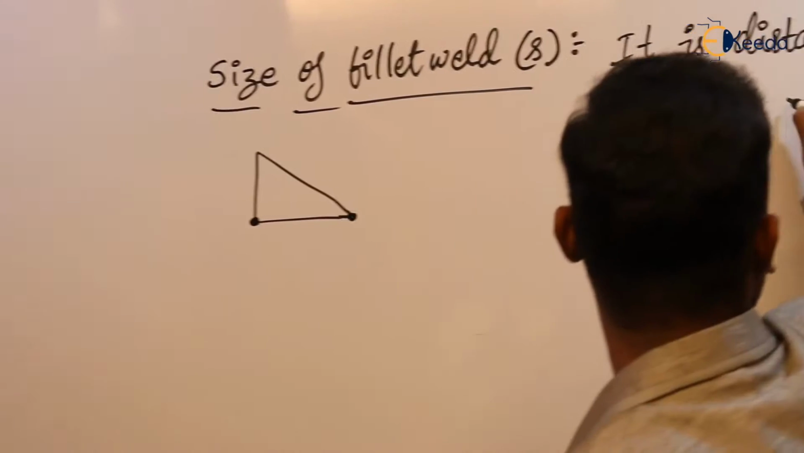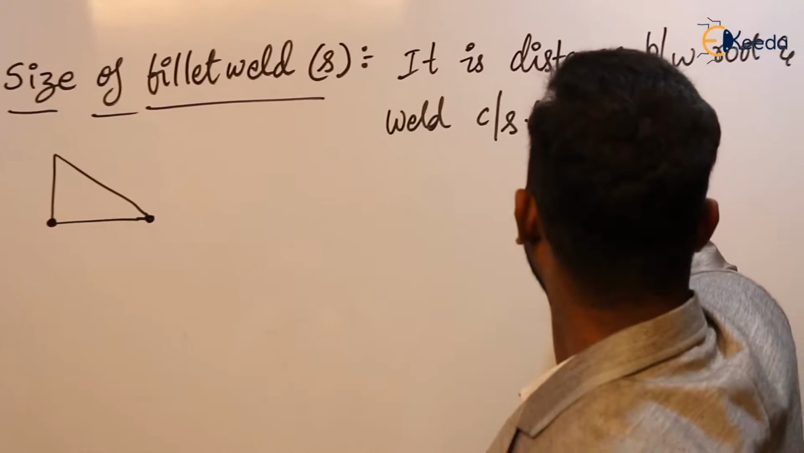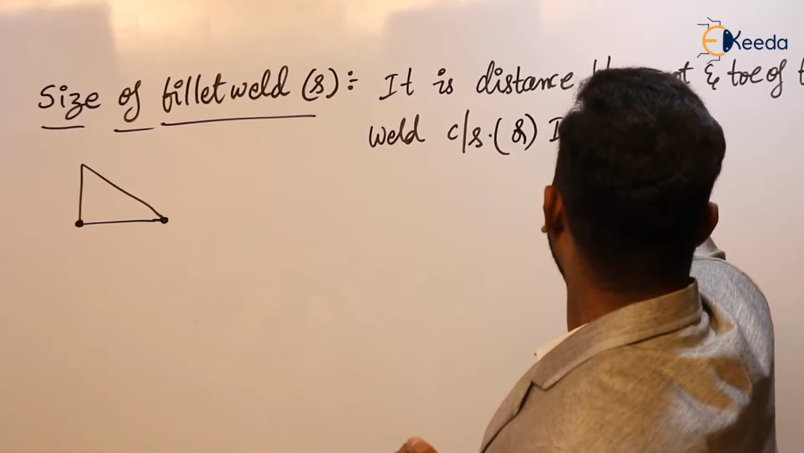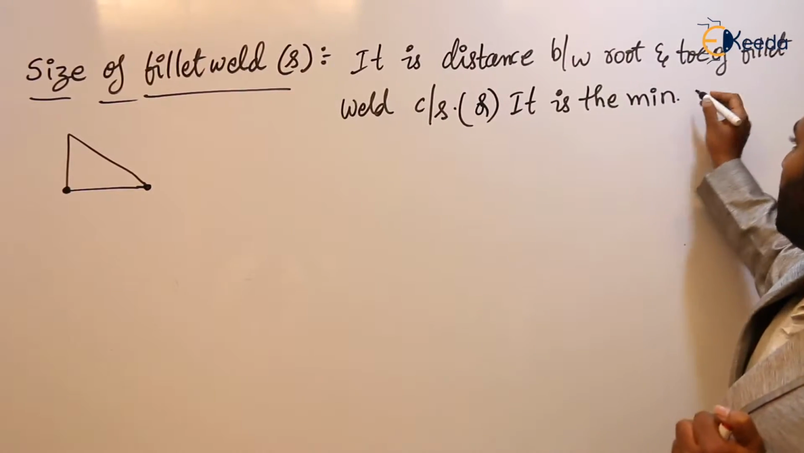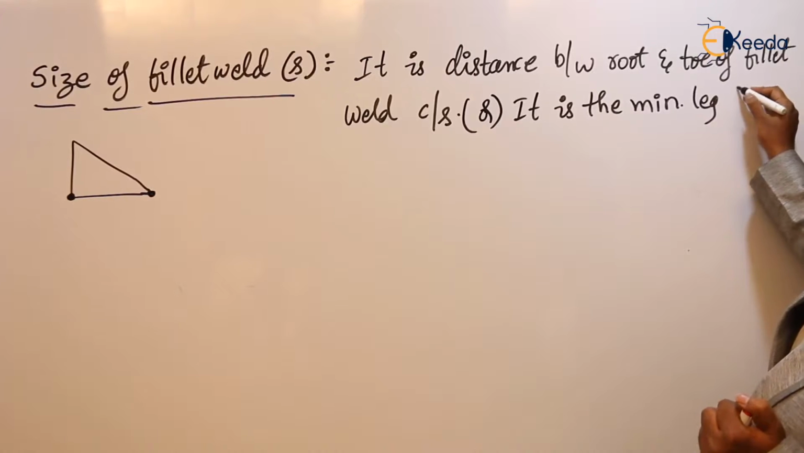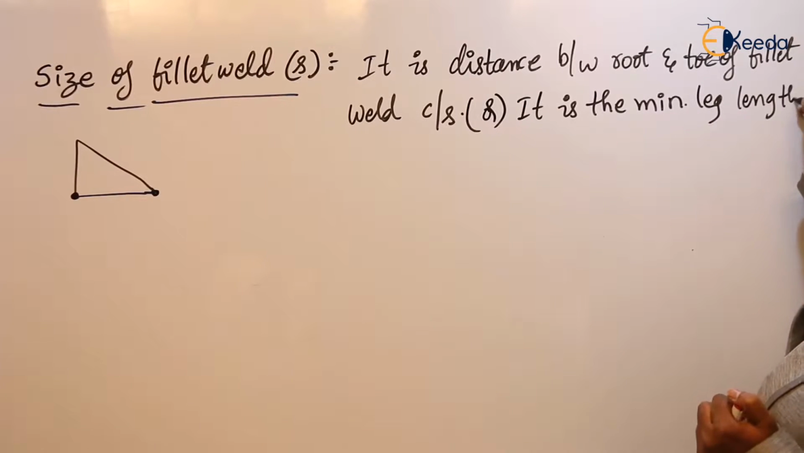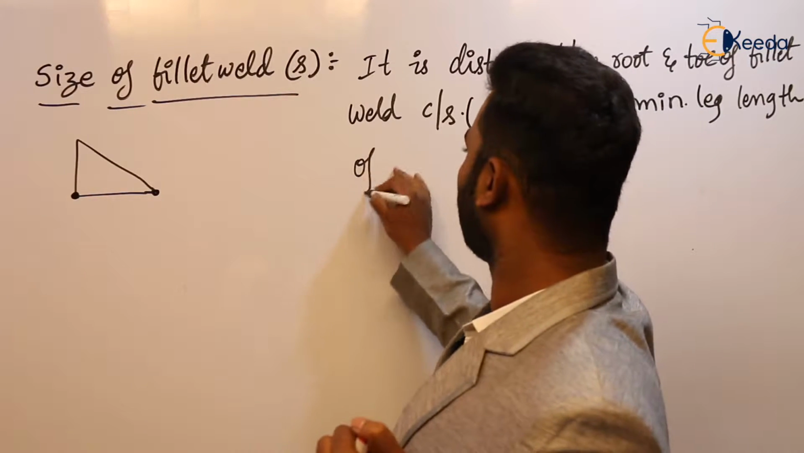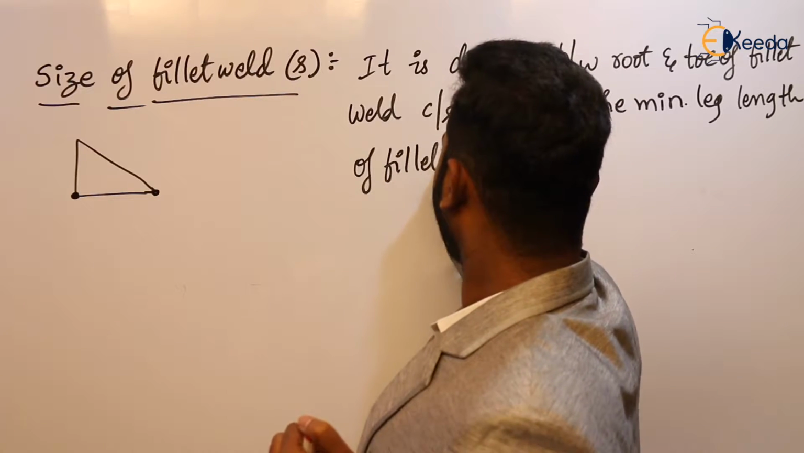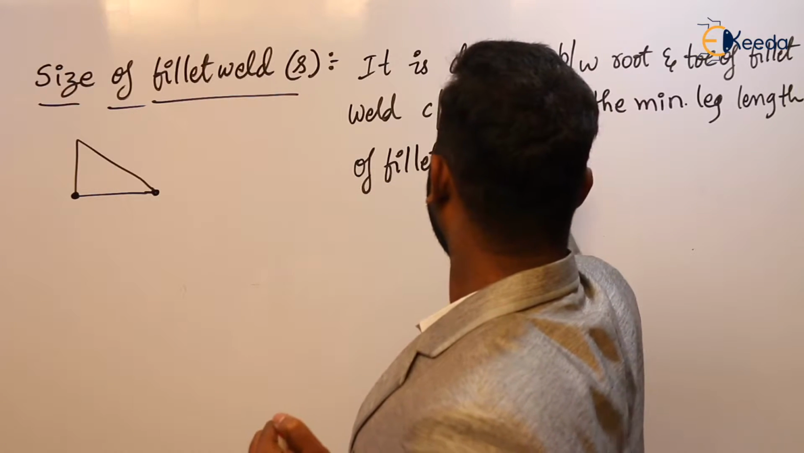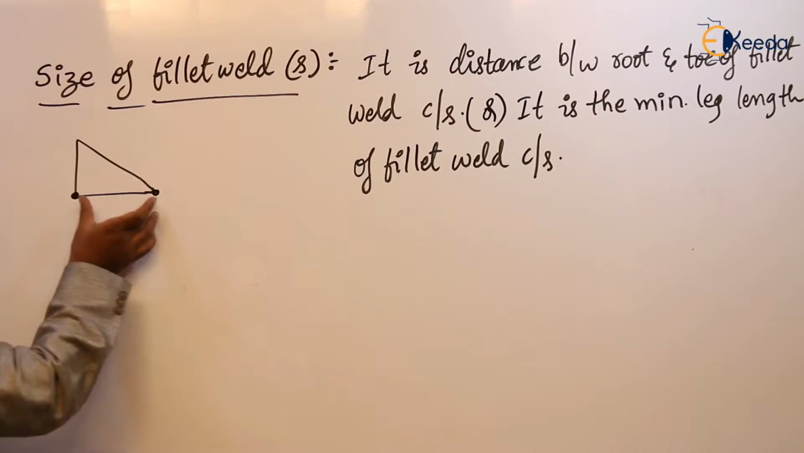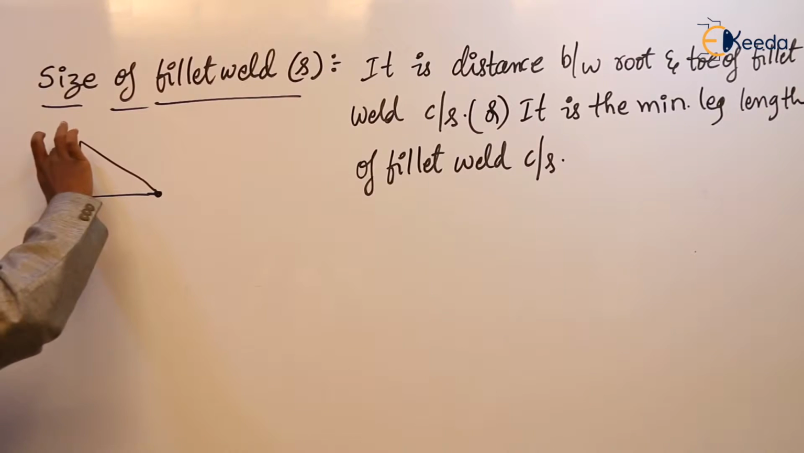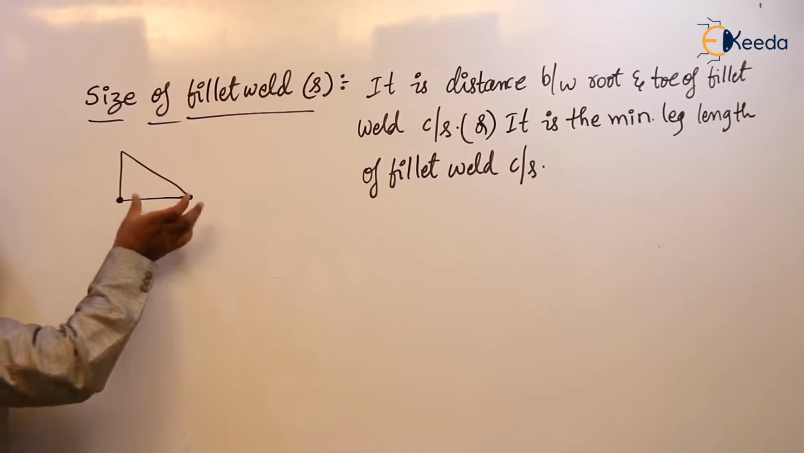Or it can also be defined as the minimum leg length of the fillet weld cross section. If you observe this cross section, this is considered as one leg and this is considered as another leg. Out of these two, whichever is minimum, that is considered as the size.